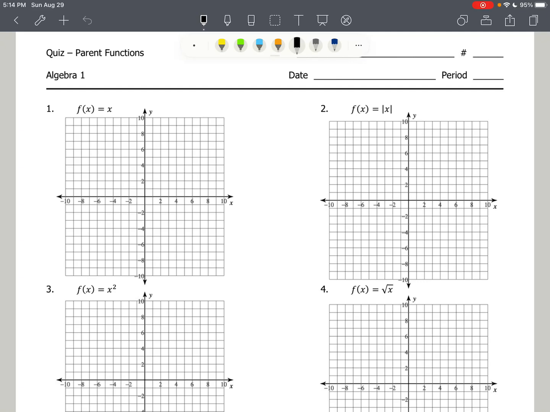Okay, these are parent functions that are important for you to know in your math facts. These are graphs that are very, very common. For instance, there are 6 of them. The first one, number 1, is called a linear function.